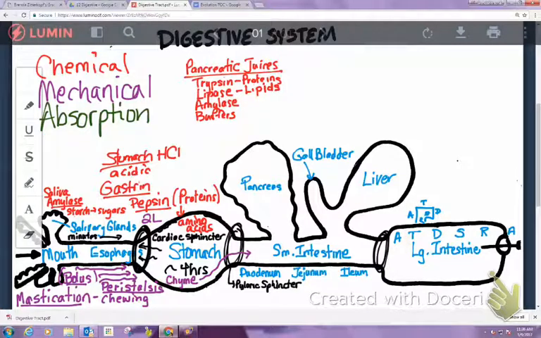Okay, amylase, what does that break down? There we go. Amylase breaks down starch. And what do buffers do? Do you remember from chemistry?